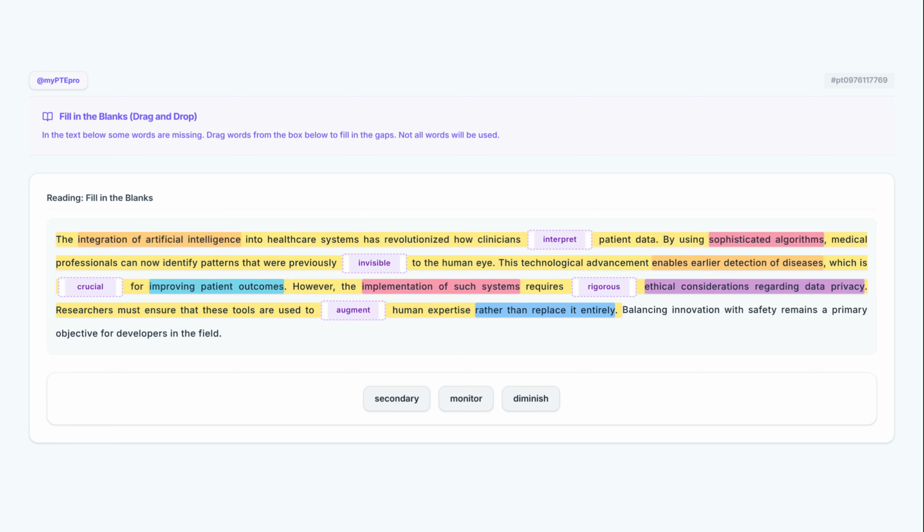I am selecting this word because it specifically means to increase or improve something, which perfectly opposes the idea of replacement mentioned at the end of the sentence. To master the fill in the blanks, drag and drop task, always look for transition words like however or rather than to understand the sentence's logical direction. Paying close attention to collocations and the part of speech required for each gap will significantly increase your accuracy. Remember, the correct word must not only make sense in isolation but also maintain the grammatical integrity and tone of the entire passage.